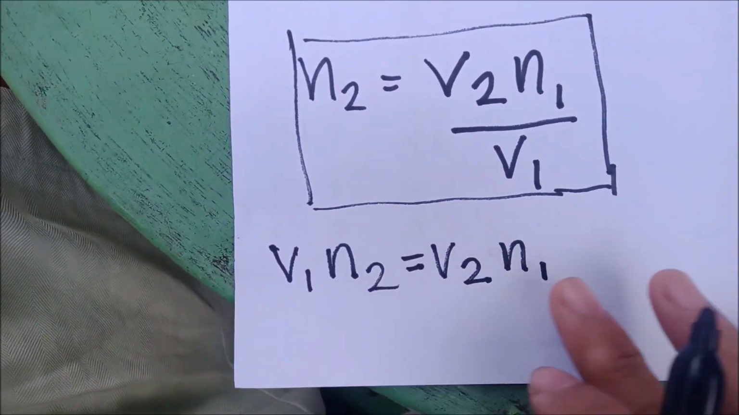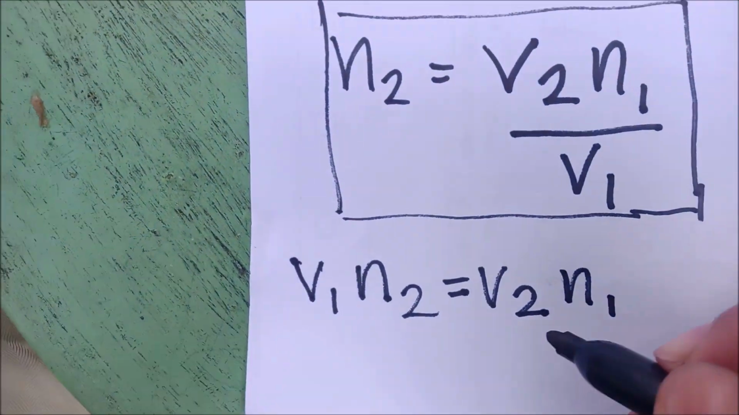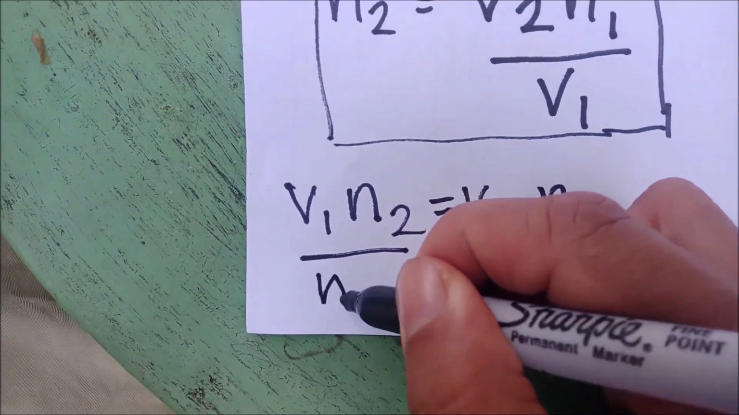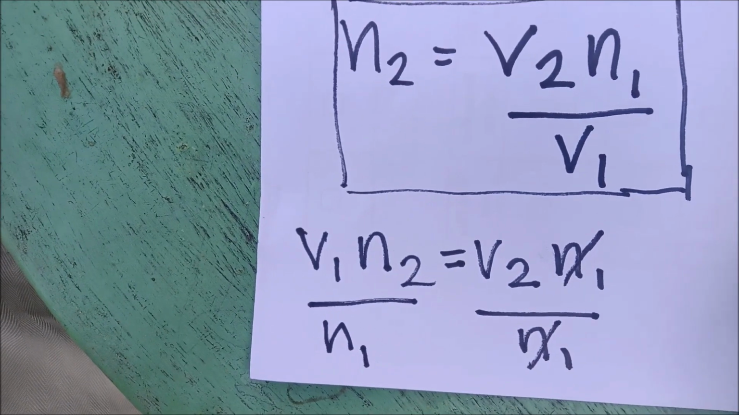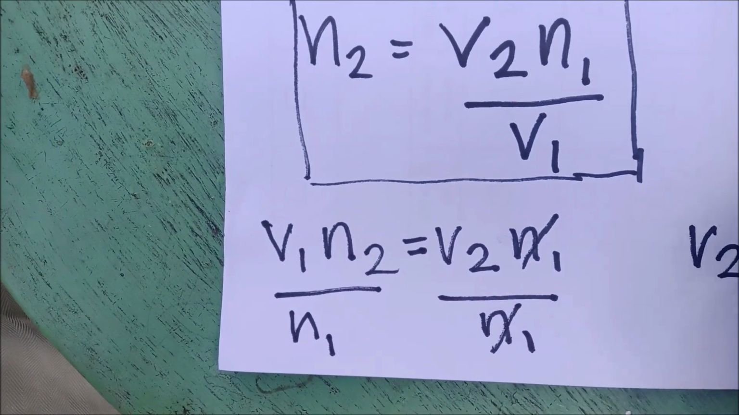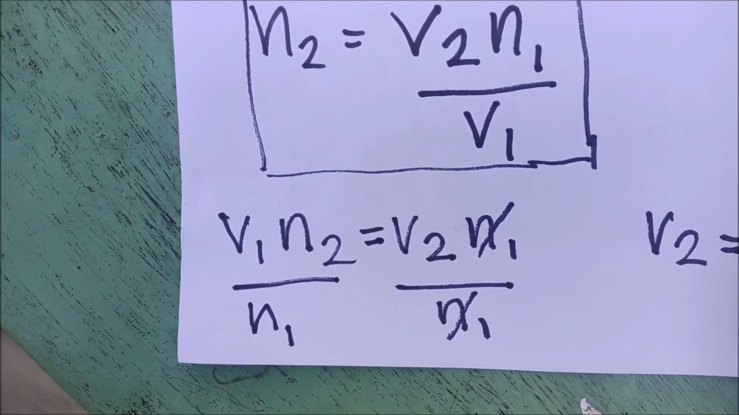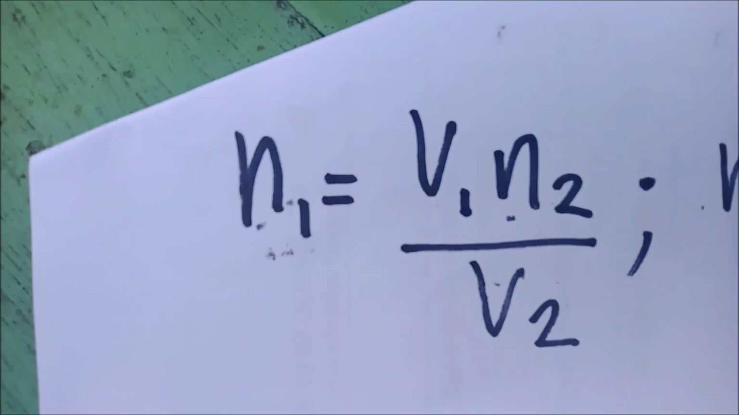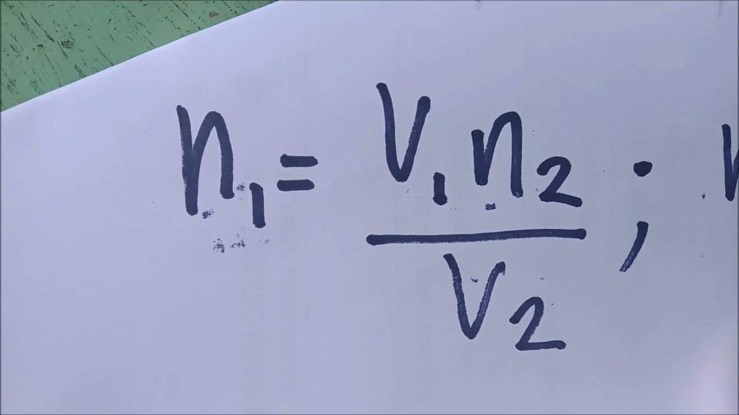This time, on the right side of the equation, we are going to eliminate one physical quantity. Let's say, eliminating N1 first. So, let's divide both sides with N1. So, this will be cancelled out. So, your formula for V2 will be V1 N2 over N1. Our formula for N1 should be the product of V1 N2 over V2.